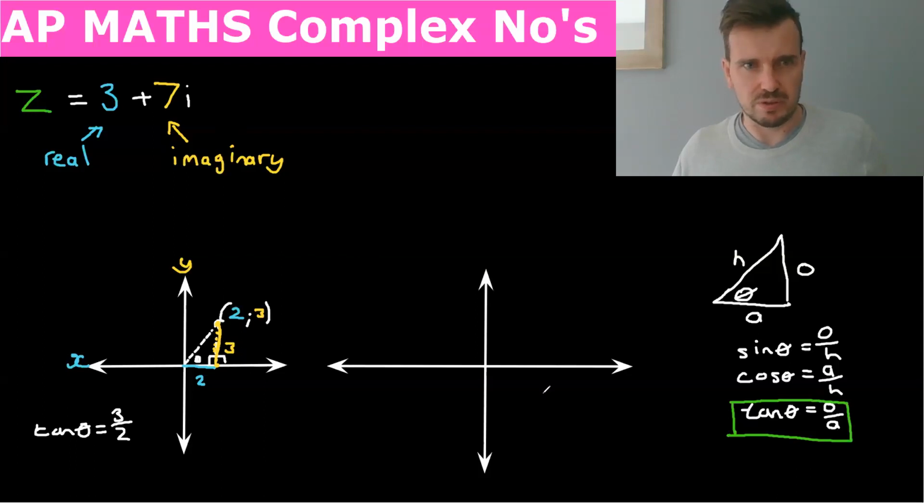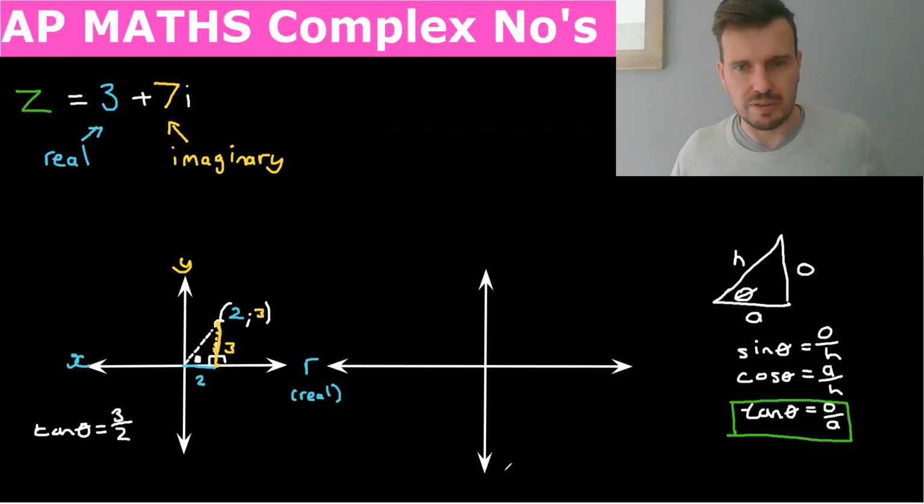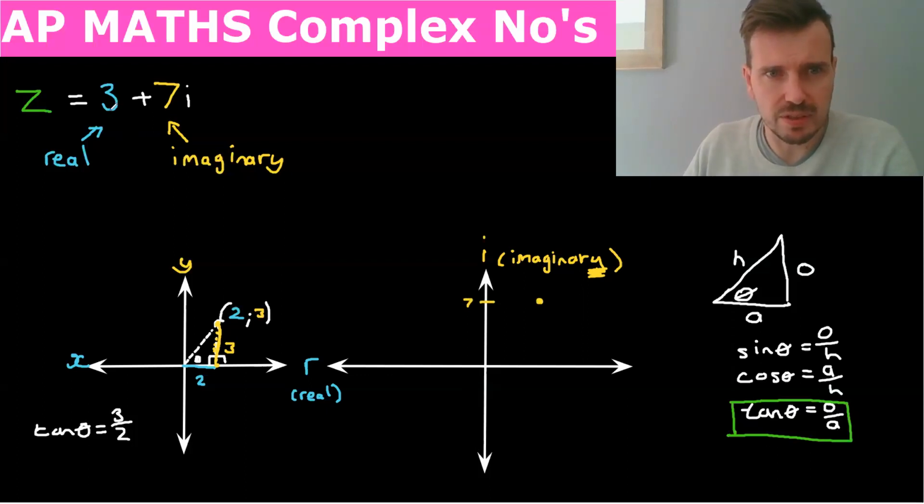Okay. So now with imaginary and real numbers, we can plot those on a graph as well. The real is the x value, so we can make that an R, and in brackets, real, just so that we remember. And the imaginary is y, so that would be the i-axis. The way I remember the imaginary is on the y is that imaginary at the end has a y. So just remember that: imaginary is the y-axis. And so I can plot the 7 on the y-axis, and then the 3 is on the x-axis.